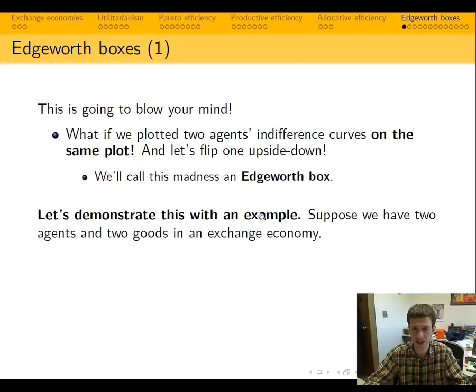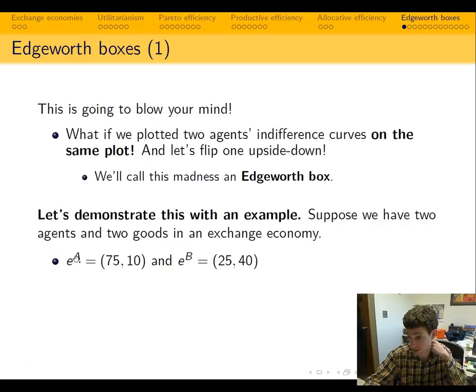So we're going to have a look at this with an example, and in the example of two agents and two goods in an exchange economy, I'm going to write the label for each agent in the superscript here. So EA is Ann's endowment, EB is Bob's endowment. Here Ann has 75 units of X and 10 units of Y. Bob has 25 units of X and 40 units of Y. I would point out that means that the total amount of X that is in this exchange economy is 100, and the total amount of Y in the exchange economy is 50.